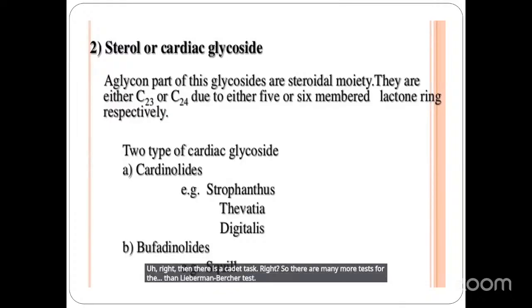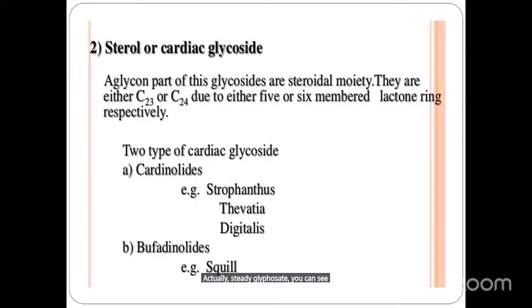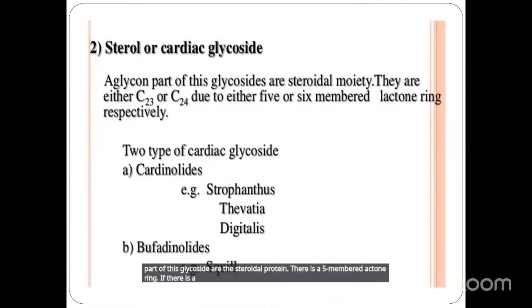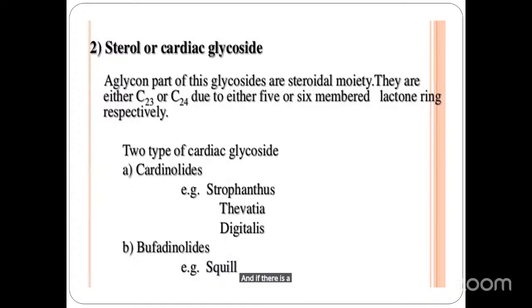Actually, steroidal glycosides are divided into C23 or C24 glycosides. The aglycone part of this glycoside is the steroidal moiety. There is a 5-member lactone ring. If there is a 5-member lactone ring, there is a cardenolide. And if there is a 6-member lactone ring, then it leads to bufadienolide, right? So the lactone ring is the important chemical part.